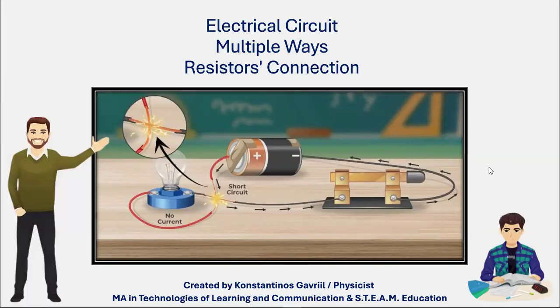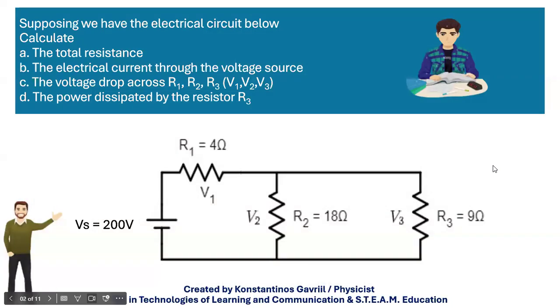Hello, the video you are watching is about multiple ways of connecting resistors. Actually, we are going to have a characteristic example. We have the sketch of this circuit, and we suppose we have these values, and we need to calculate the total resistance, the current passing through the voltage source and every resistor, the voltage drop across every resistor, the power dissipated by a resistor R3, but actually we are going to find every value for every quantity.